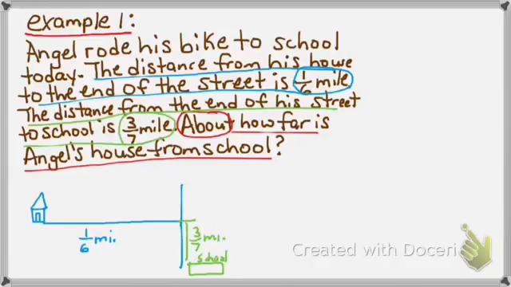Well, if I left his house and went down his street, that would be 1/6 of a mile. And, which is like plus, if I continued from the end of his street to school, it would be another 3/7 of a mile. So if I add that together, I'll know how far it is. But again, the question said, and I circled because it's very important, about. So I need to find about how much this is by doing an estimate. Let's turn to another page and work on that estimate.